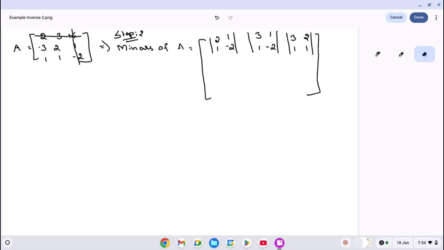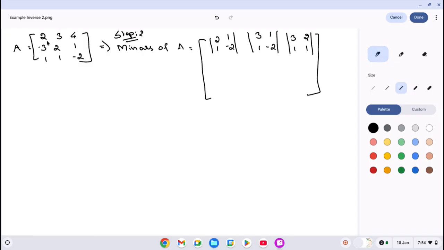Likewise, if you want to find the minor of this second row element, 3, you have to omit the corresponding row and the corresponding column. Write the remaining elements inside a determinant. Likewise, we can write all the minors here, which are nothing but 2, 4, 1, minus 2, and here 2, 3, 1, 1, and here it is 3, 4, 2, 1. Here it is 2, 4, 3, 1.